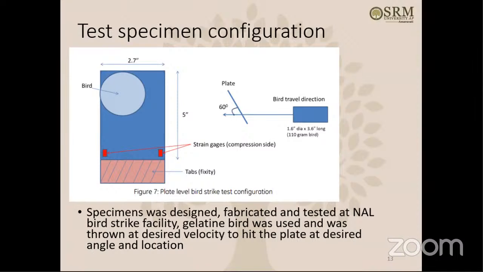So we designed the specimens, fabricated them, and then took them to NAL, National Aerospace Lab, for the bird strike facility, where gelatin birds were used and thrown at different velocities. The approximate bird size was 1.6 inch diameter and 3.6 inch long, a 110 gram bird like this. Actually, for the bird length there is no limitation, but for bird diameter there are limitations of the gun. So they are using 1.6 inch diameter right now. Not many options are there for diameter, but length can vary.